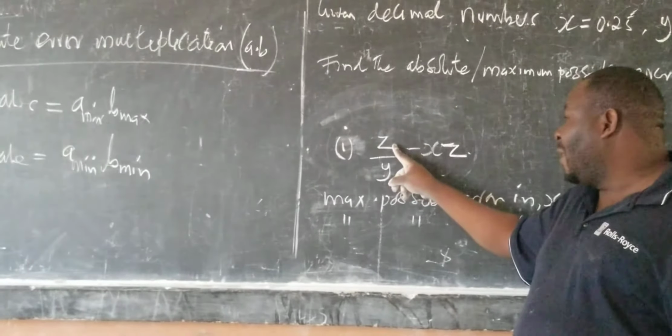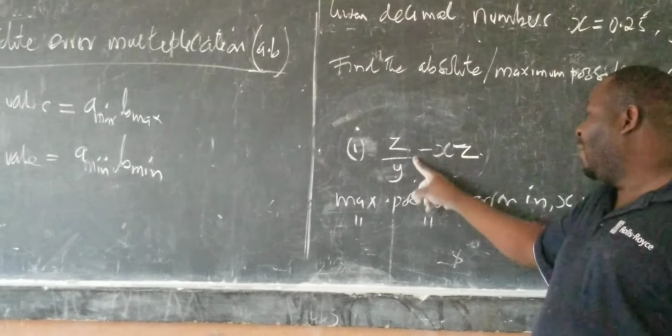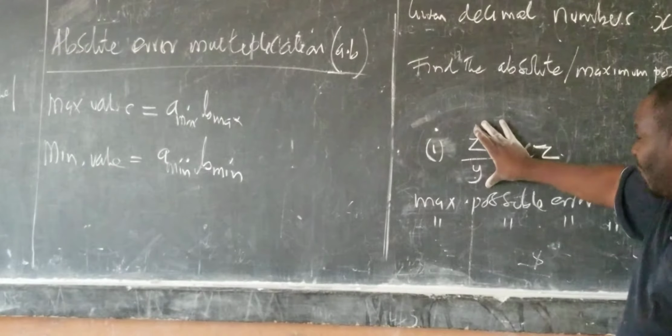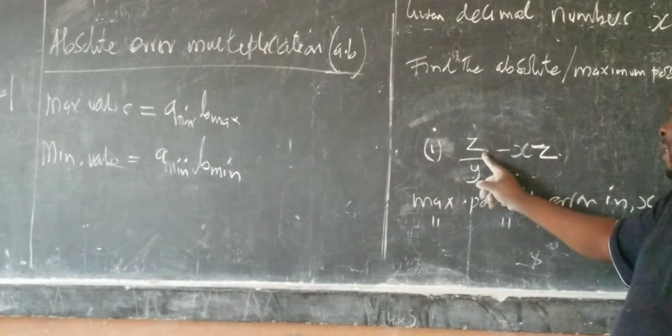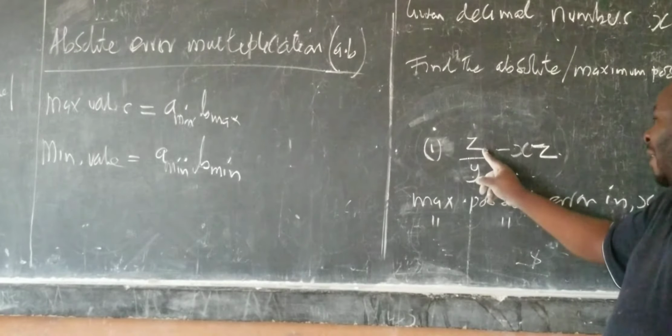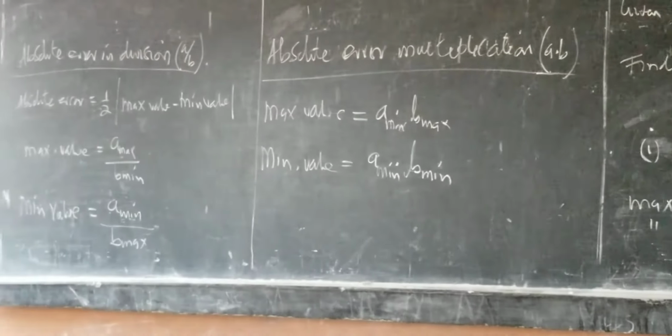And this one here, this is a quotient of z over y. So if you want to get the maximum value here, you make sure that the denominator is very small and the numerator is very big. That's when you get the maximum value here.